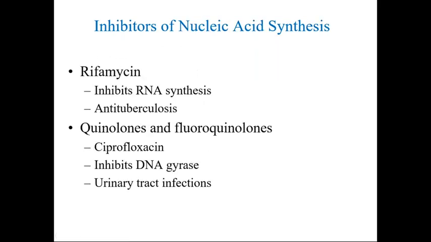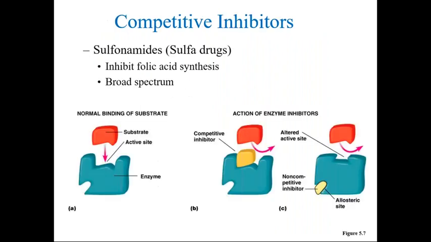You have inhibitors of protein synthesis, that is chloramphenicol, aminoglycosides, tetracyclines, and the macrolides. Inhibitors of nucleic acid synthesis: rifamycin, which again, as I said, is a major anti-tuberculosis drug. You have quinolones, for example ciprofloxacin, which inhibits DNA gyrase. And you have the sulfonamides, which are competitive inhibitors of several enzymes. And you know what competitive inhibitors and non-competitive inhibitors are.